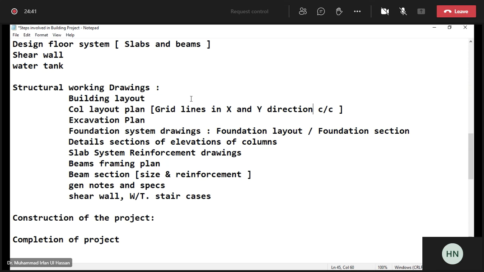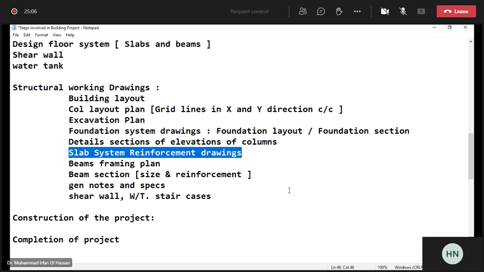Then the detail section of the column, the elevation section, meaning elevation along the height, and the slab system reinforcement drawings, basically the slab drawing for every floor, and the beam framing plan. The beam framing plan gives which beams are needed on every floor. Then the beam sections are needed, with size and reinforcement.